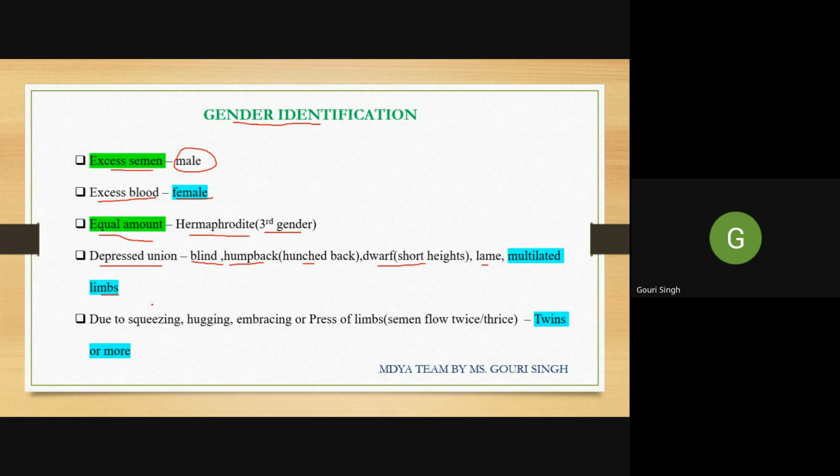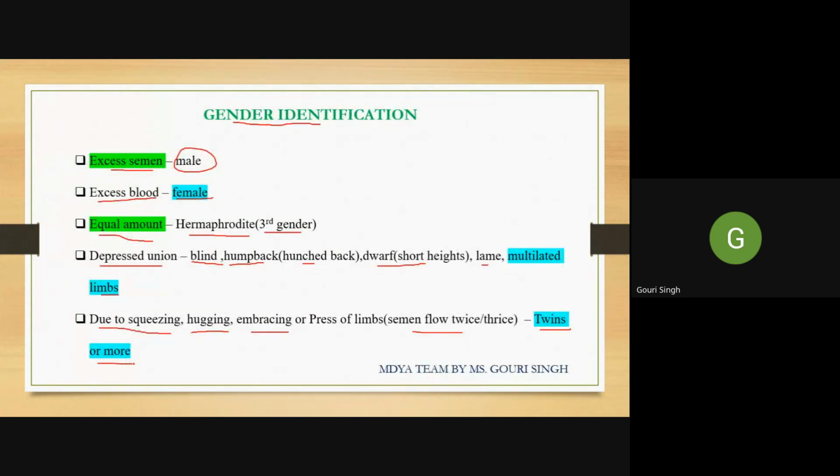In the same way, it is written that due to squeezing, hugging, embracing or pressing of limbs, semen flows twice or thrice. Whenever the semen flows twice or thrice, there is a possibility of getting twins or more babies in the mother's womb. Okay.